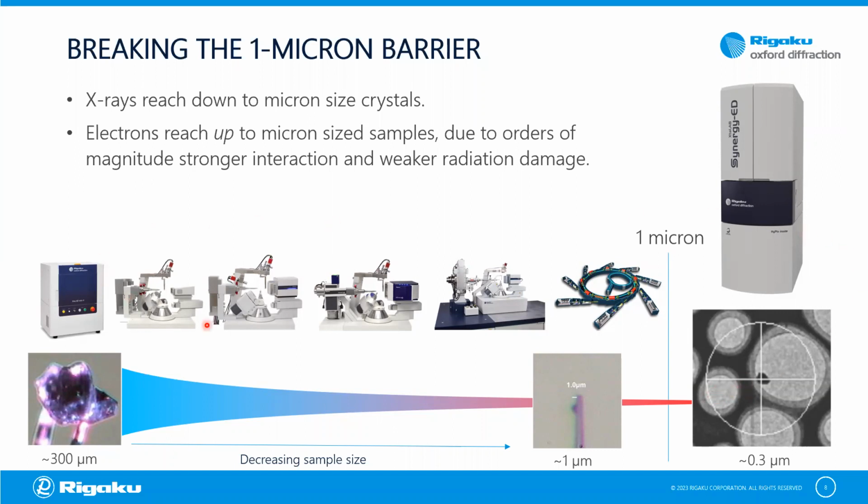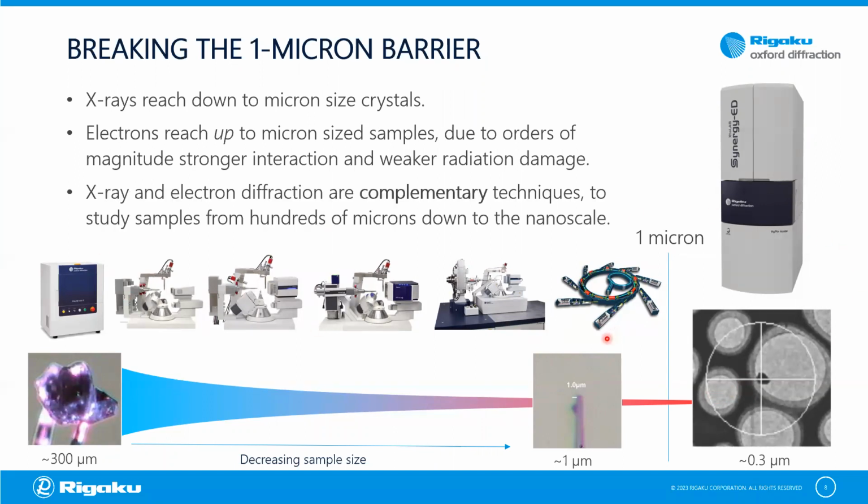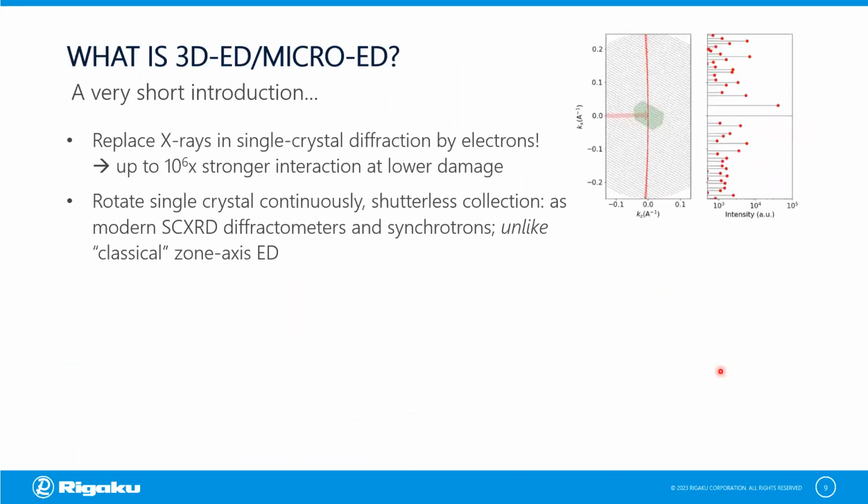And if you look at this whole spectrum, it becomes clear that X-ray diffraction and electron diffraction are complementary techniques which allow you to study crystals over a whole range from the nanoscale to hundreds of microns. And we now provide you with a coherent portfolio of instruments to cover all of this. So let me introduce you a bit to the basic idea of this electron diffraction technique and how those are done in the Synergy-ED and in general.